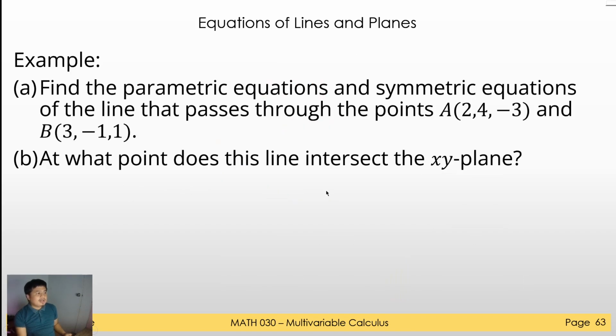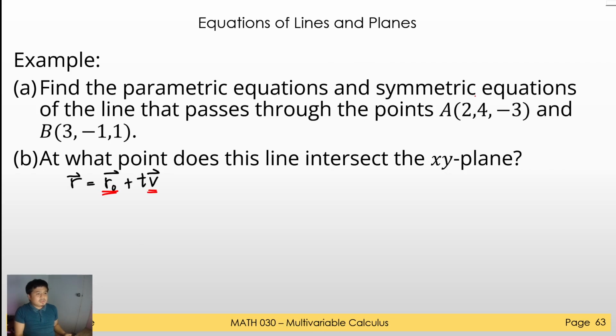Okay, so here is another problem. Find the parametric equations and the symmetric equations of the line that passes through the points A and B. So how do we do this? We have two given points. We want to first find two things. To find this r vector, which is the vector that represents our line, we can choose any r sub 0, and we also need to find the v. So we want to find this and this one.